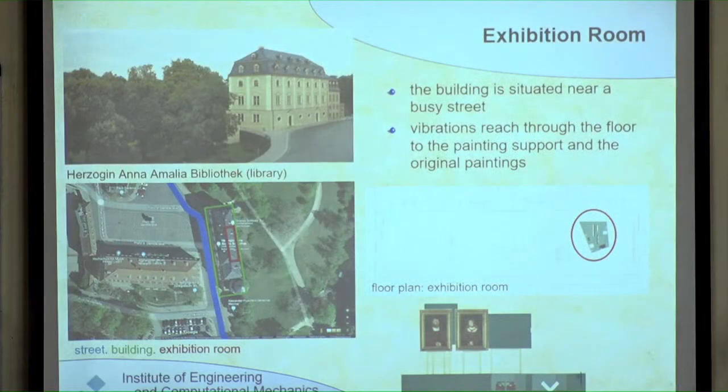So this is the library building. And unfortunately, in front of the building, there's a street. And on the street, there are cars, there are buses, sometimes even vans driving. And the big question was now, are the vibrations coming from the street to the exhibition room serious? Will they damage the building or not? This was what they were asking us. And of course, they had no idea how they should judge this. And so the idea was, we want to make measurements and to see what is really going on.